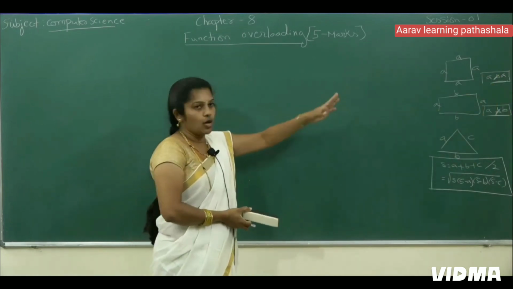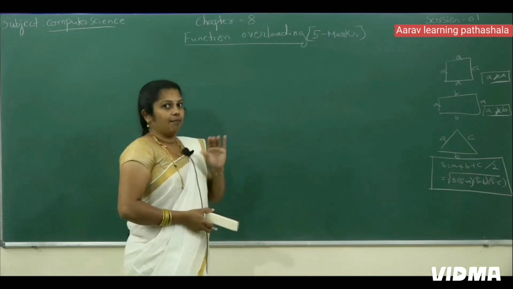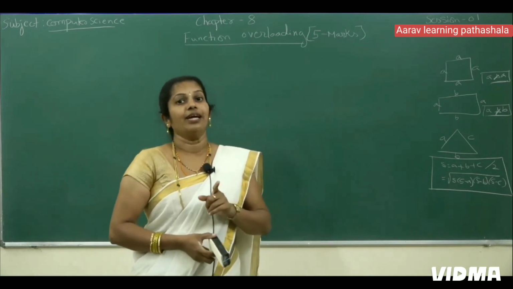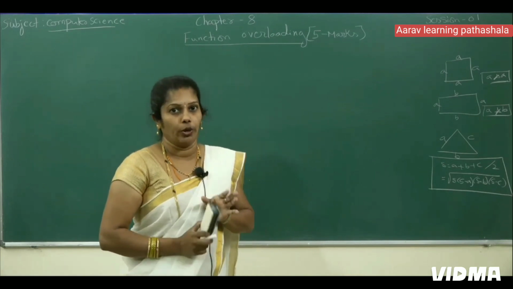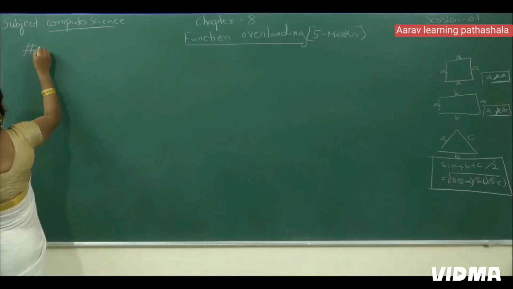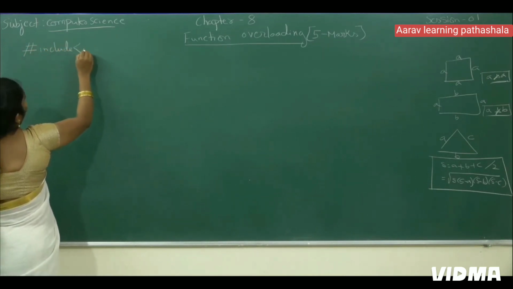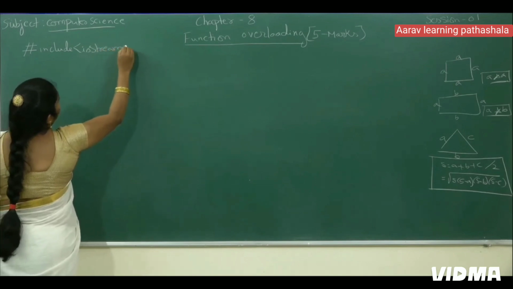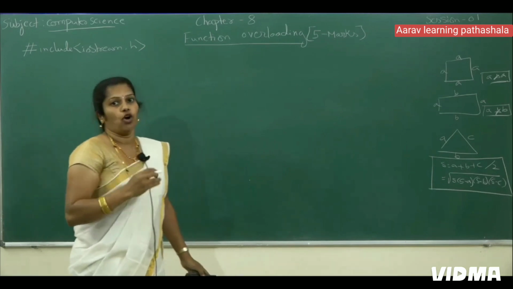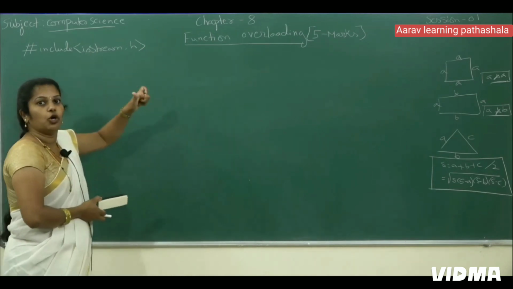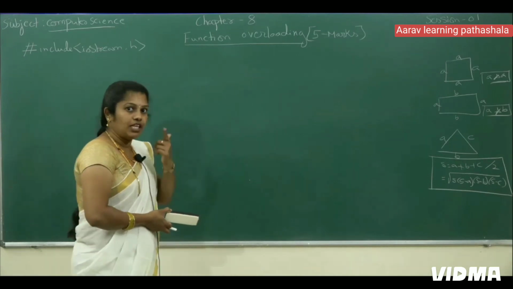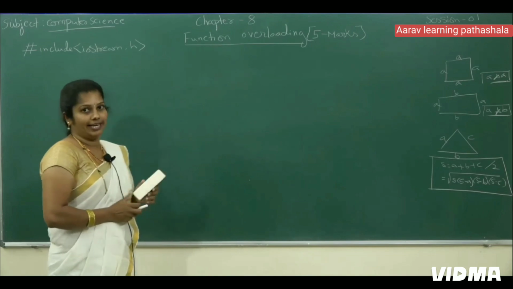Now in all the three cases I want to find the area. For example, now I am writing a program to find the area of a square, the area of a rectangle, and the area of a triangle by using function overloading. Then first you have to write the header file. First header file: include iostream.h. This header file is required to perform input-output operation. That means in the program we are using cin as well as cout. If these two functions have to work, then we require this header file.